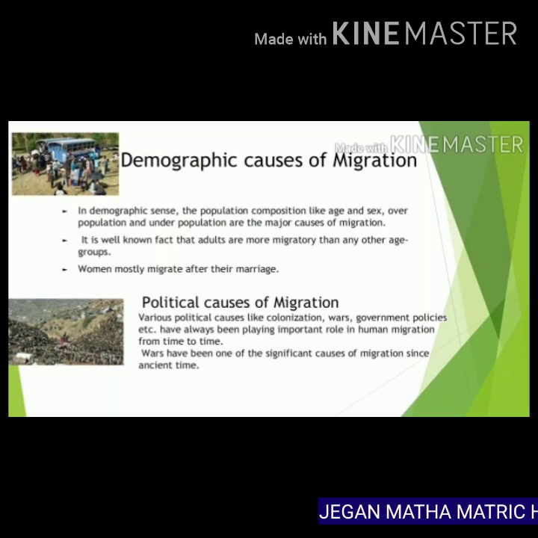Next one is demographic causes of migration. In the demographic sense, the population composition like age and sex, overpopulation and underpopulation are the major causes of migration. It is a well-known fact that adults are more migratory than any other age groups. Women mostly migrate after their marriage.